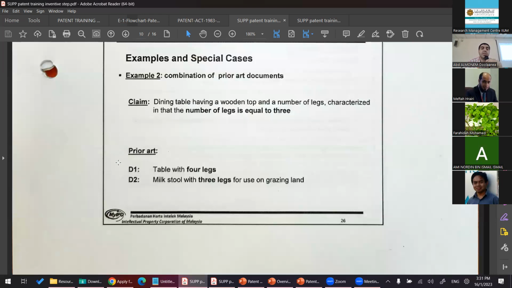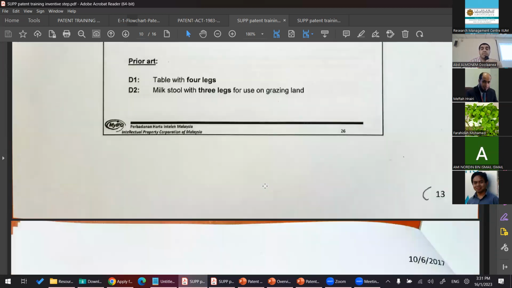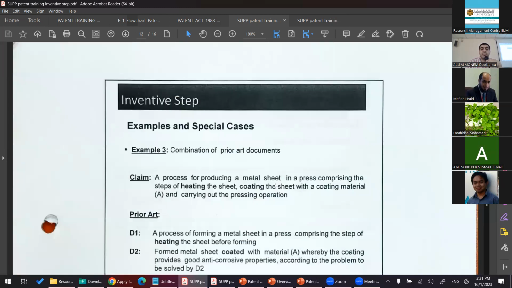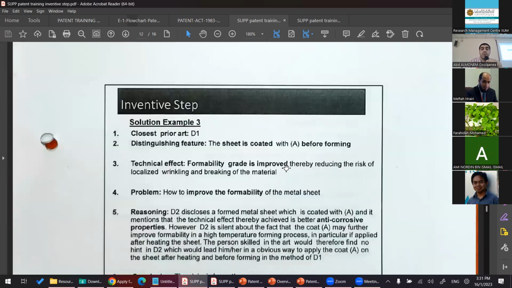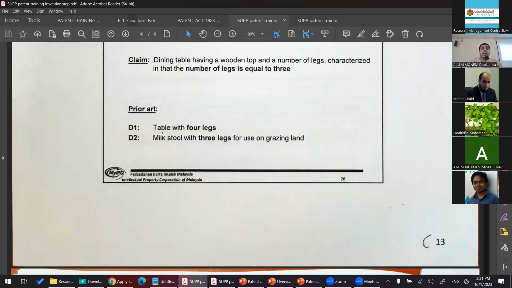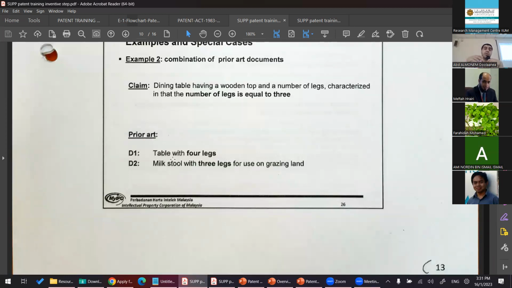Okay, so we searched and found, even though maybe it's not written, that it's already known by use: document 1, a table with 4 legs, like this one. Document 2, or prior art 2, a milk stool with 3 legs for use on grazing land. Pictures. Okay, prior art is a table with 4 legs like this. Then another prior art is a stool with 3 legs. To be stable on any land, the 3 legs can be more stable if the land is not completely straight. So we have something already also known, like this one.